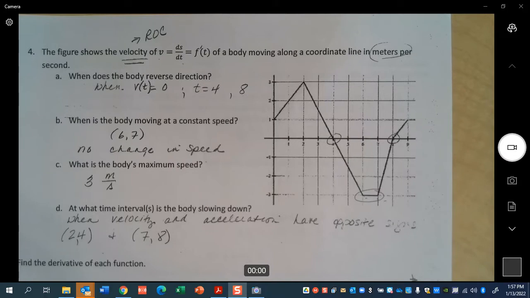Walk your partner back through that. Drag your pencil along this and talk about when you're speeding up and slowing down. Go. Walk your partner through it.